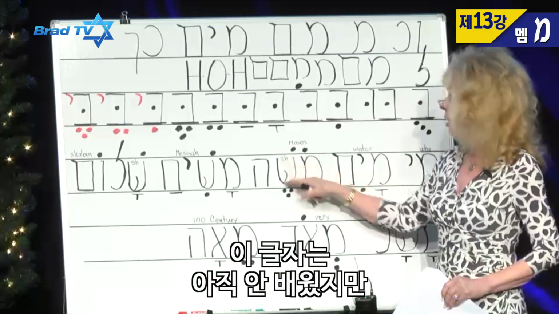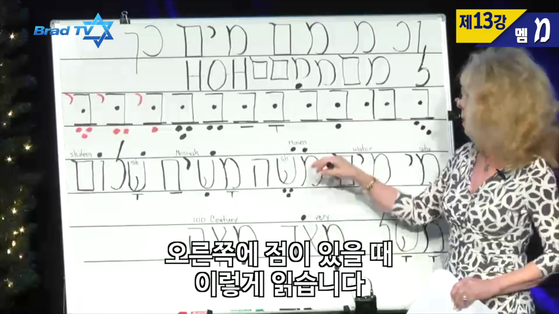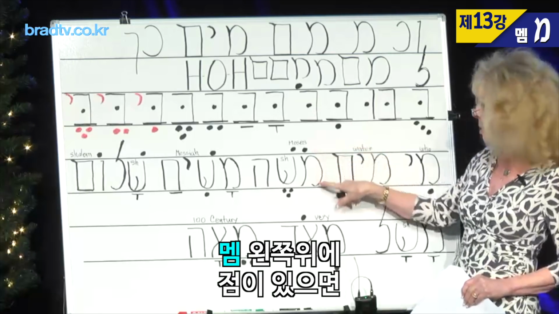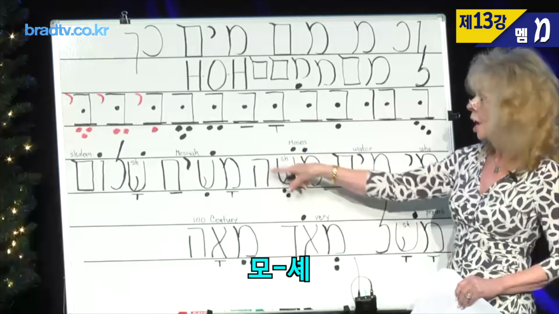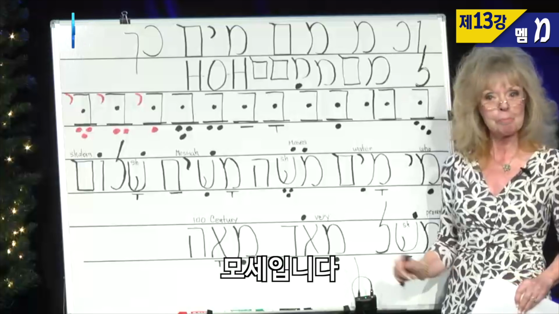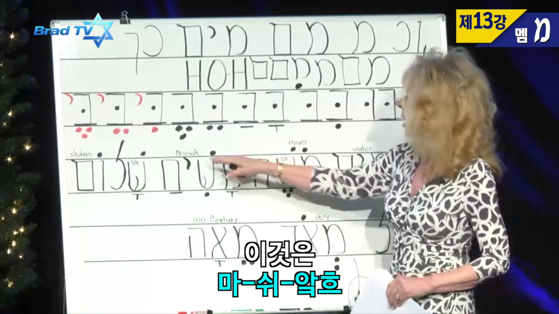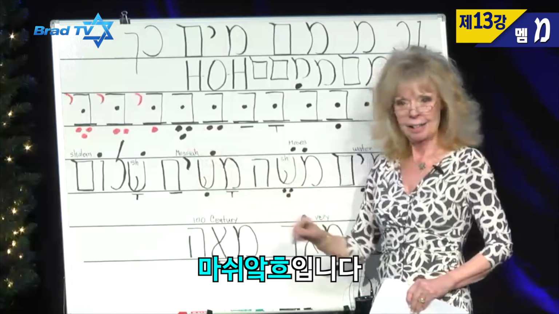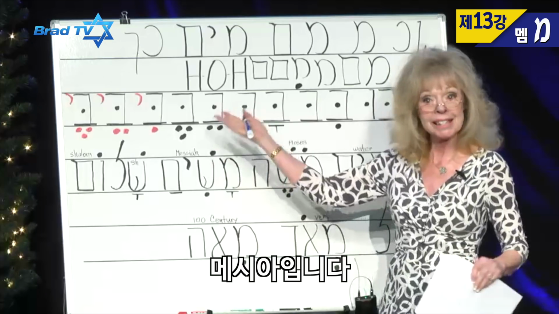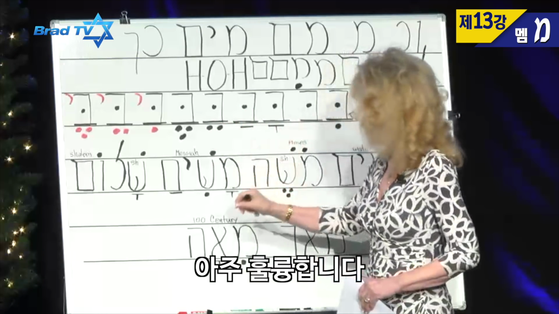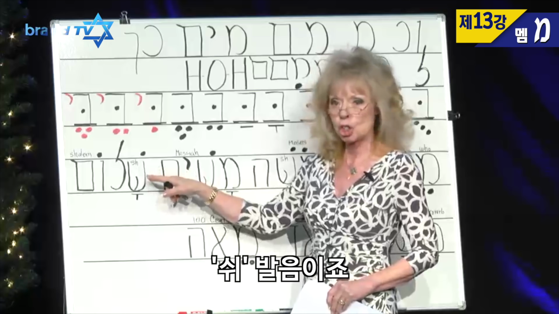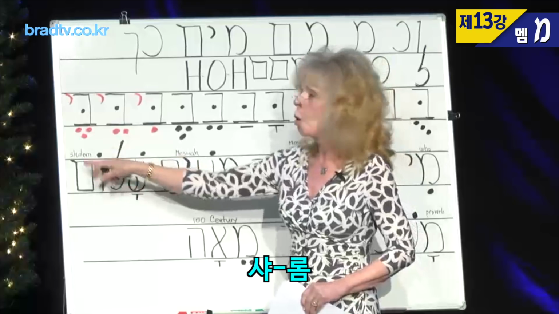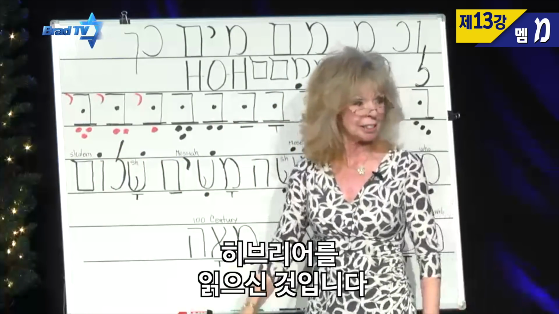Good. This letter you haven't had yet, but it says sh when there is a dot on the right side. Now the dot's above the mem, so that's going to say Moshe. Moshe. What's that? Moses. Look, you're reading Hebrew. All right, this is going to say Mashiach. What's that say? Messiah. Excellent. You're reading. Okay, so here's another shin, and it says sh when the dot's on this side, so you're going to say shalom. What's it say? Shalom. Look at you reading.